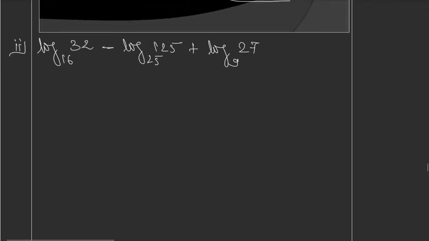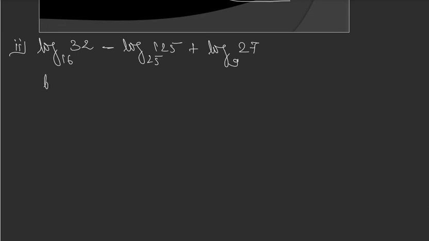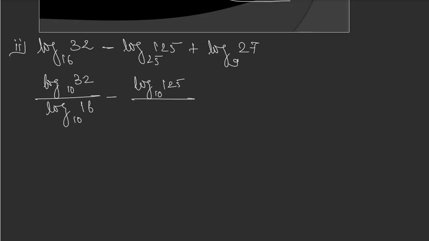Nice. Now we know how to solve it. Fourth identity. So it will become log of 32 to the base 10 upon log of 16 to the base 10, minus log of 125 to the base 10 upon log of 25 to the base 10, plus log of 27 to the base 10 upon log of 9 to the base 10.